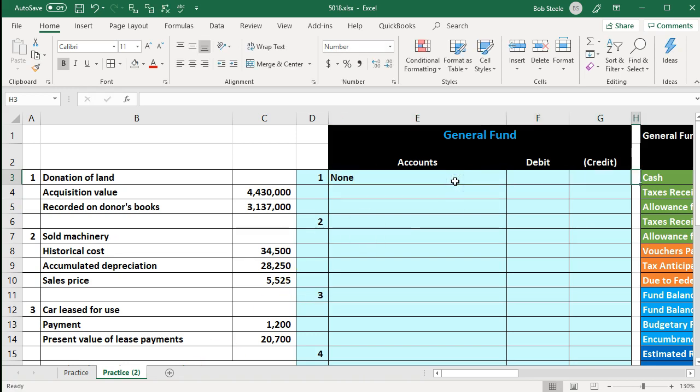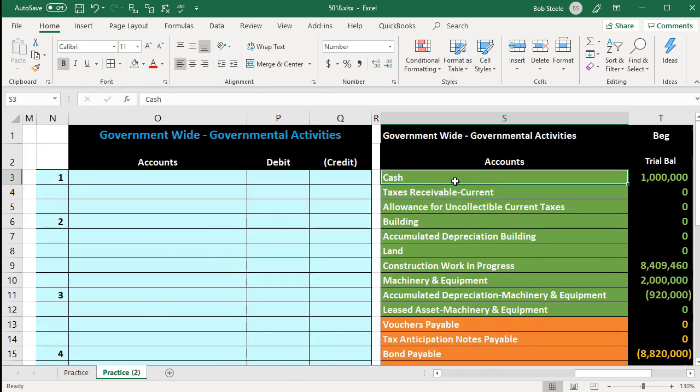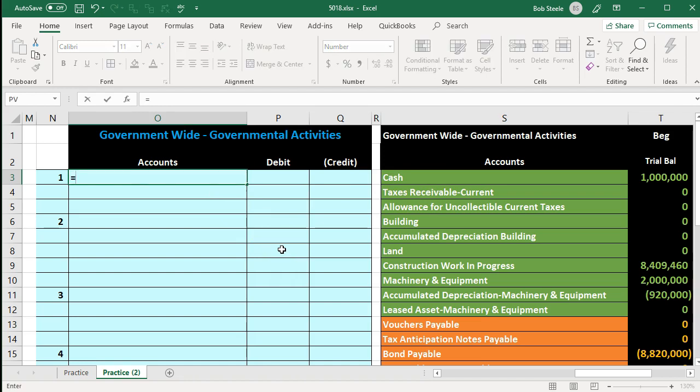Then we'll scroll over to the government-wide activities. We're going to put it on the books for the government-wide activities. We're going to say that land has gone up, so we're going to increase the land. It will be, as we would expect, an asset type account. We're not going to expense the land. We're going to put it on the books as an asset.